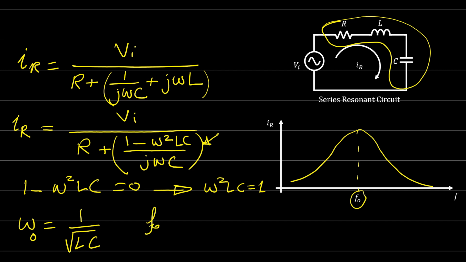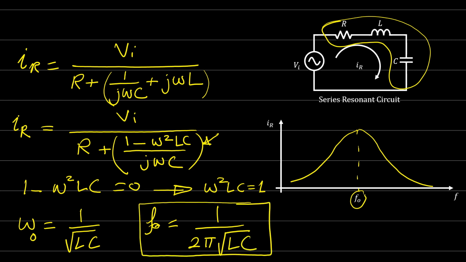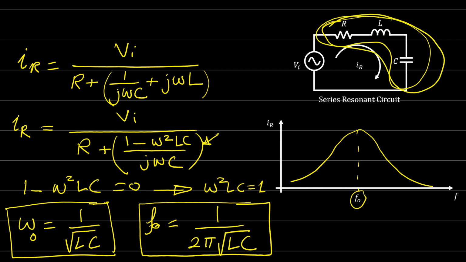f0 is equal to how much? 1 over 2π times the square root of LC. And this is the resonant frequency in hertz, and this one is in radians per second. So we know why we need resonant converters. The resonant circuit can obtain the maximum current when we have the resonant frequency, or when the equivalent impedance here is equal to how much?